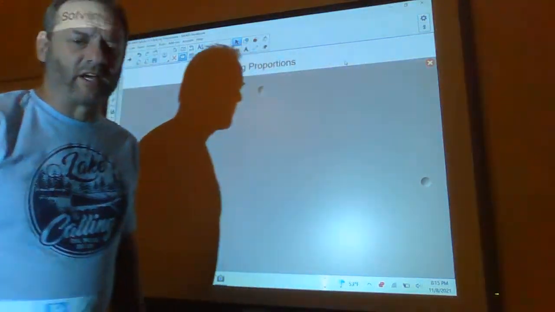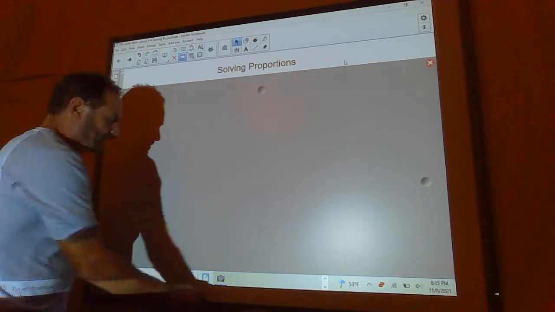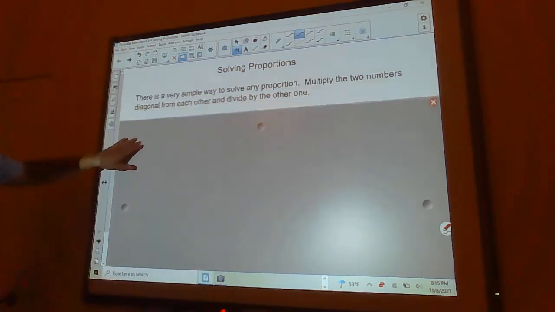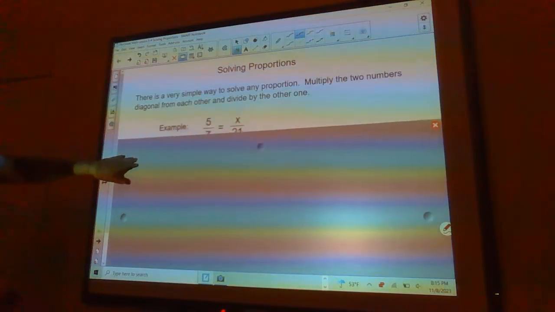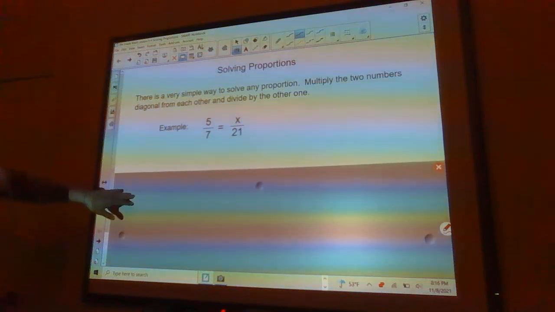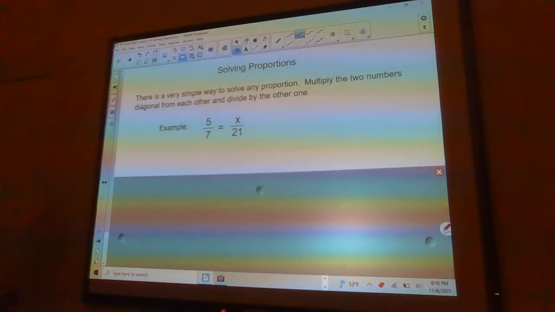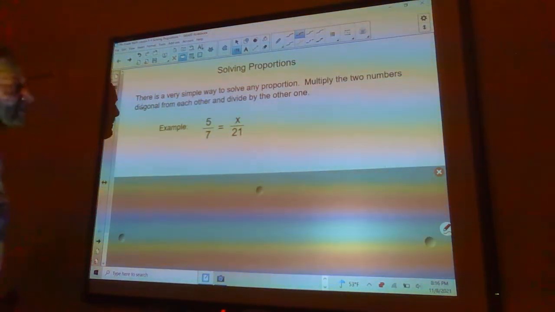Hi guys, today we're going to talk about solving proportions. It's a very simple way to solve any proportion. You simply multiply the two numbers diagonal from each other and divide by the other one.